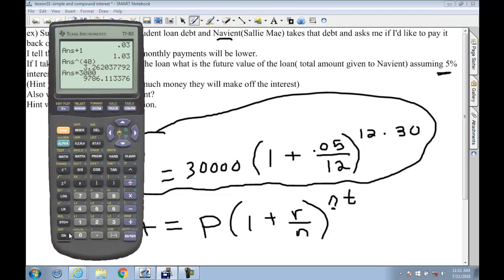Once again, this boils down to, are you typing it in okay? Okay, so 0.05. Notice I'm going inside the parentheses first, divided by 12, doing order of operations. Okay, plus 1. And then up caret, raised to the 12 times 30. And you can type out 12 times 30 if you want. Okay, enter. And all of that times this 30,000.